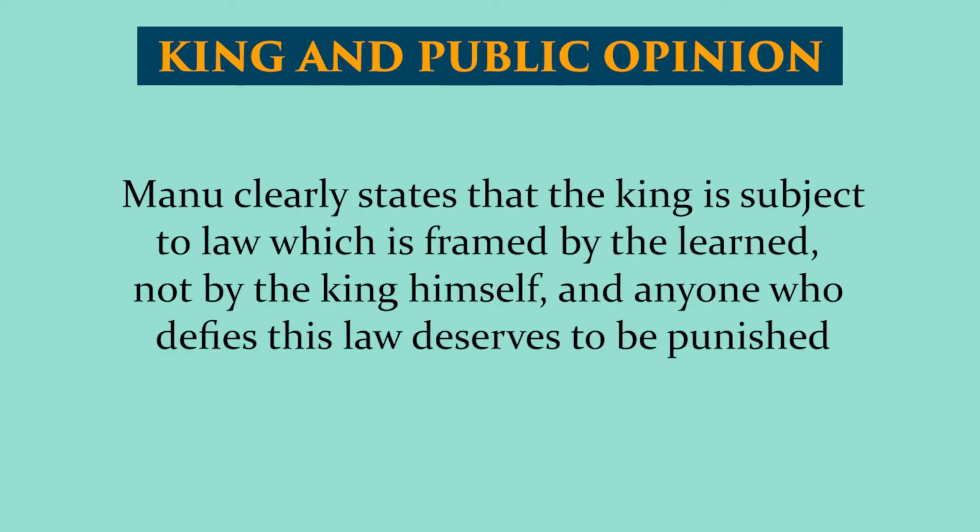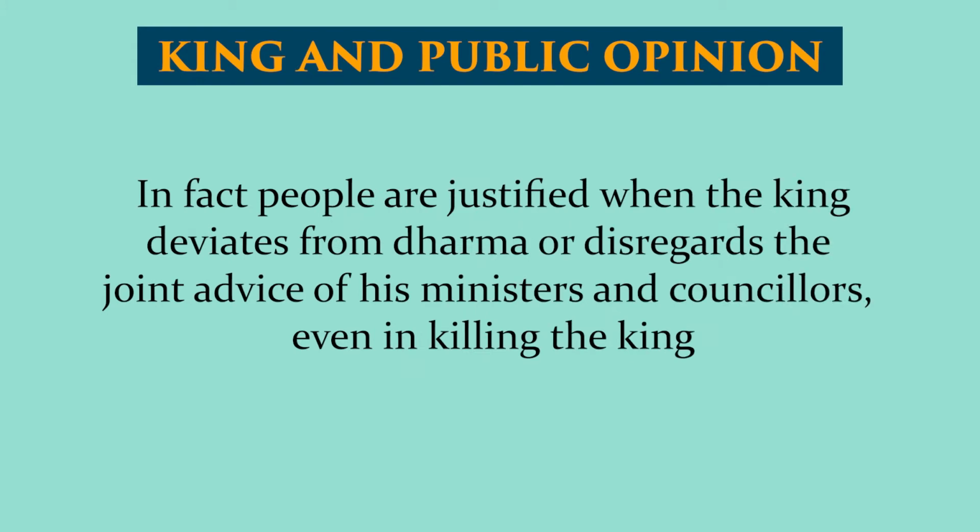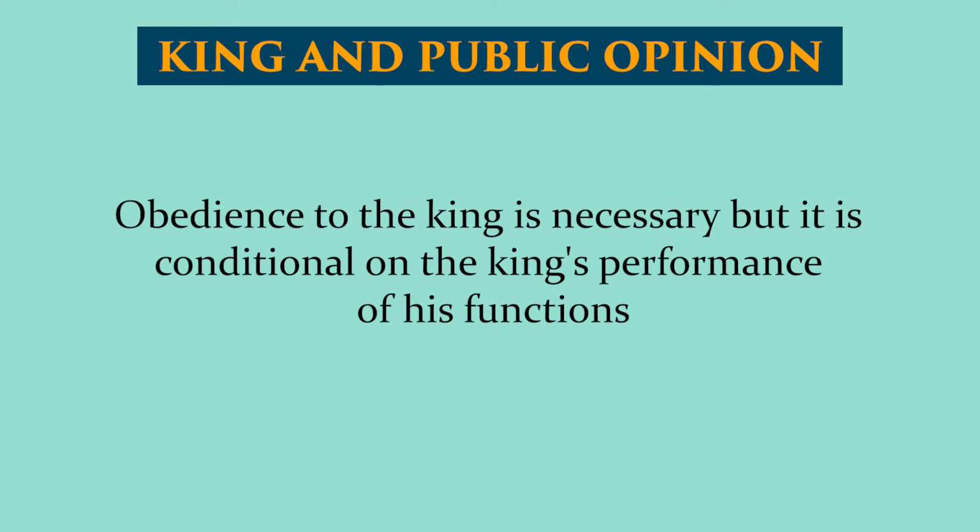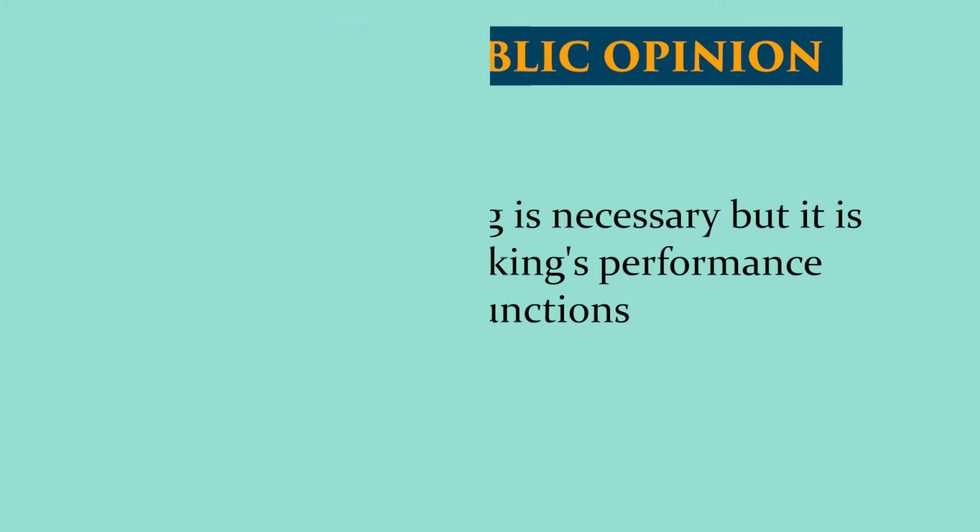Manu clearly states that the king is subject to law which is framed by the learned, not by the king himself. And anyone who defies the law should justifiably be punished. In fact, the people are justified when the king deviates from dharma or disregards the joint advice of the learned people, and they are even justified in killing the king. Obedience to the king is necessary, definitely, but it is conditional on the king's performance of his administrative responsibilities.